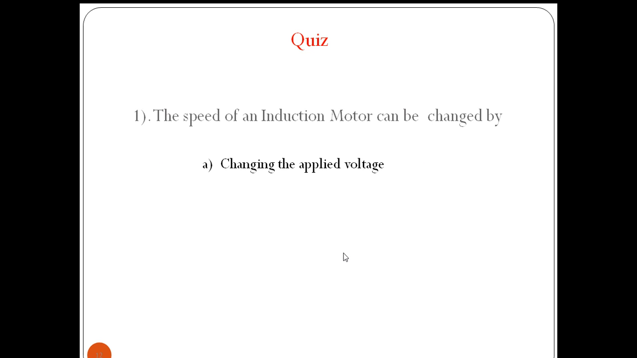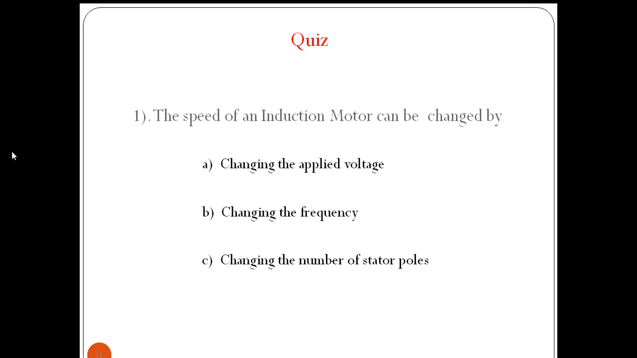So in this topic we will attempt a small quiz. The speed of an induction motor can be changed by option A, changing applied voltage, option B, changing frequency, option C, changing the number of stator poles, option D, all of the above. By using all these techniques, we can control the speed of the induction motor. So A, B, C, all are correct.